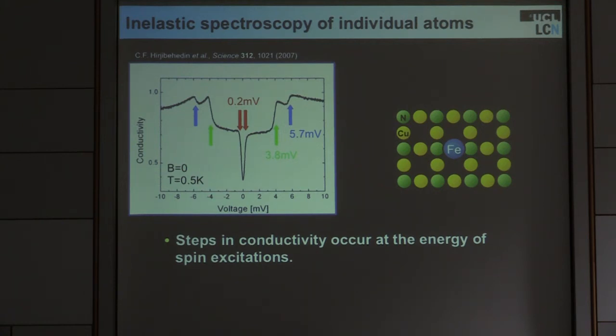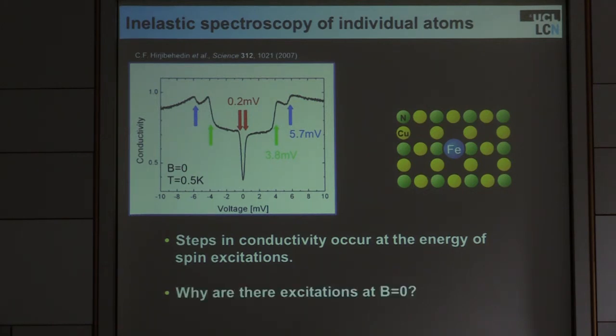And what you can see in dI/dV is it looks more or less symmetric around the Fermi energy, so positive and negative are more or less the same. And what you clearly see are steps in dI/dV. And there are 3 different steps. One of them occurs at fairly low energy, about 0.2 millivolts. And then there are 2 steps at higher energy of about 4 and 6 millivolts.